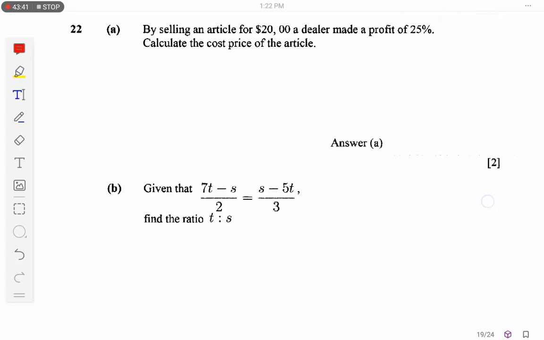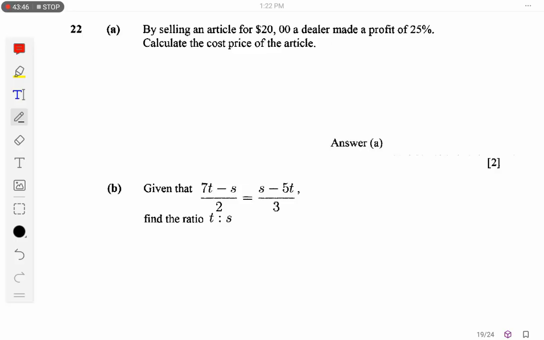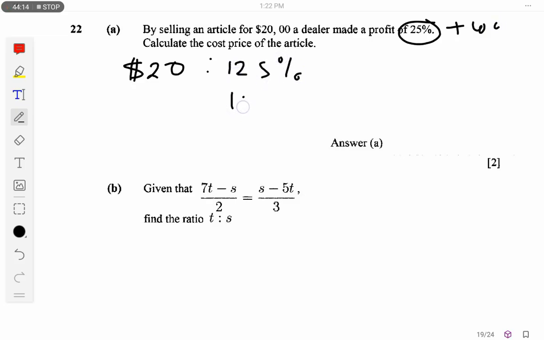Okay, let's move on to the next question. By selling an article for $20, a dealer made a profit of 25%. Calculate the cost of the article. So we are selling at $20. It's 25 plus 100, so it's 125%. We want to find the original price, which is 100%.